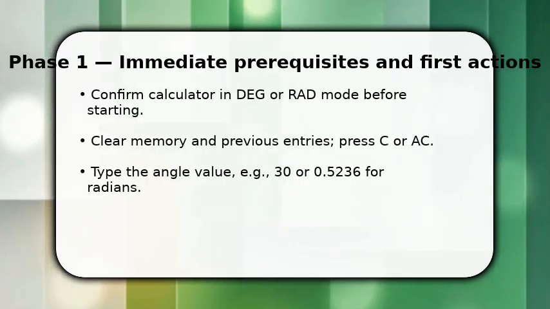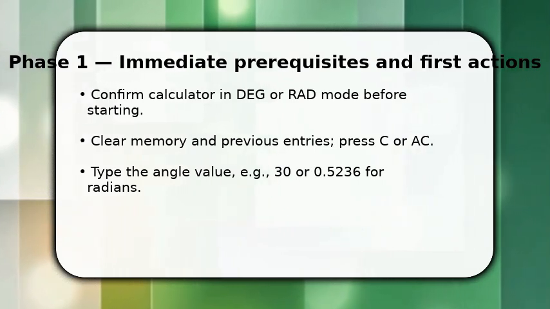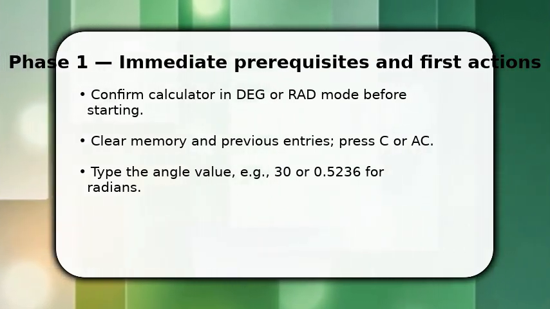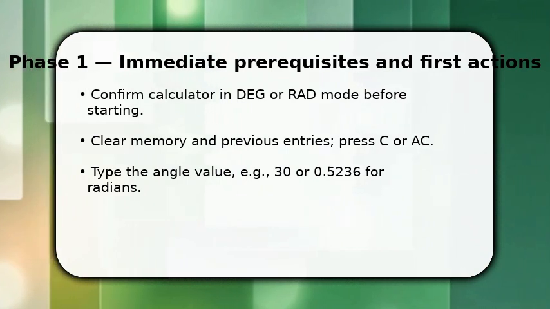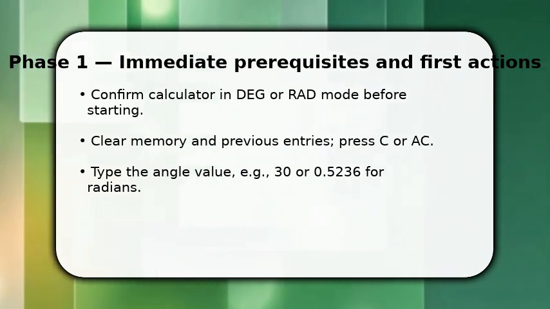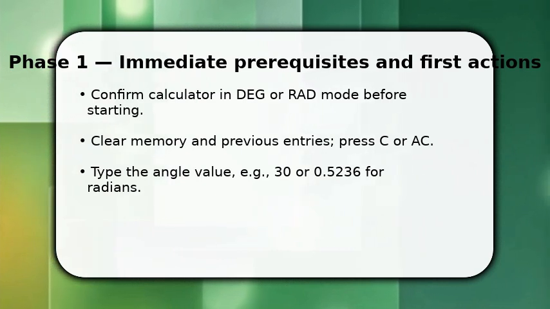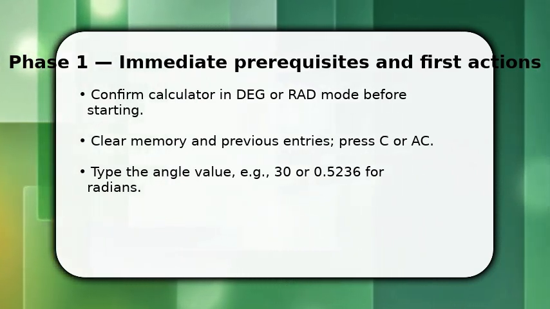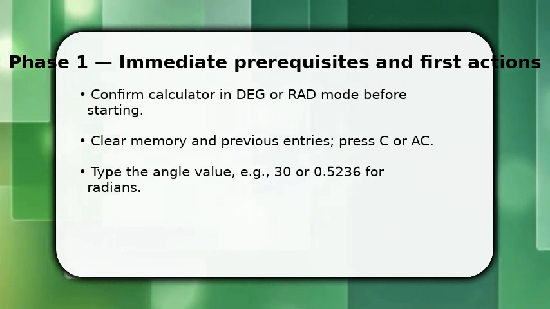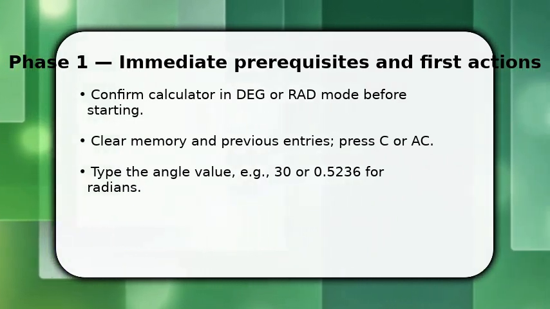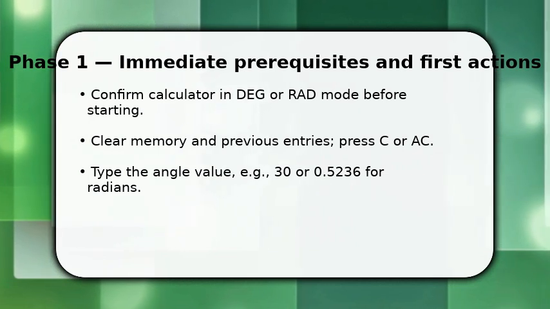You begin by switching your calculator to the correct mode, because sin depends on degrees versus radians. First, press mode and pick DEG if your angle is in degrees, or RAD for radians. Once done, clear any previous entry with C or AC so nothing interferes. Then type the numeric angle directly, for example 30 for 30 degrees, or 0.